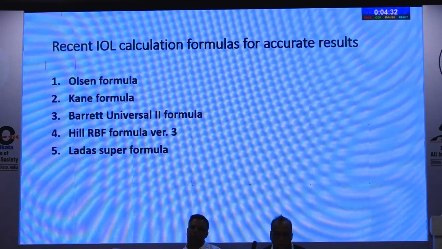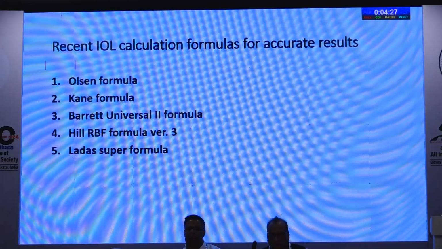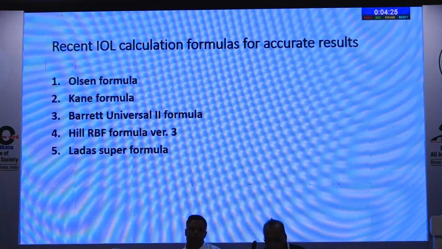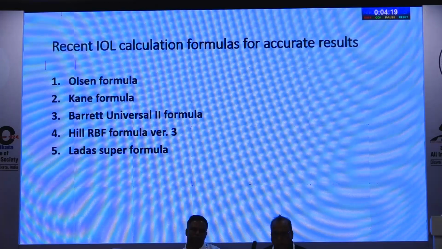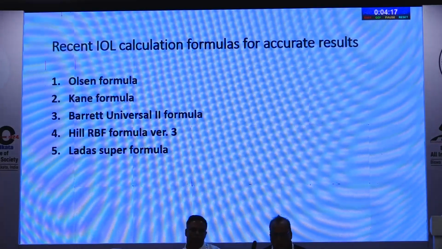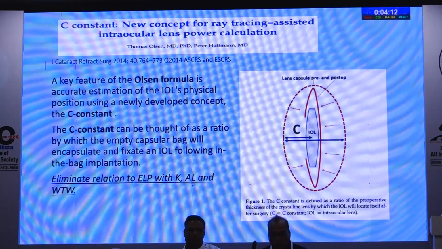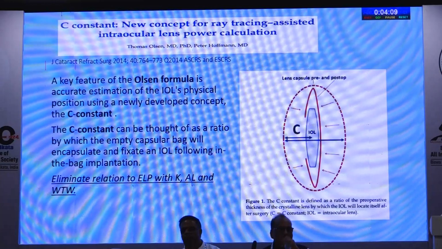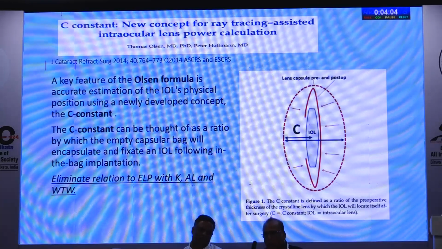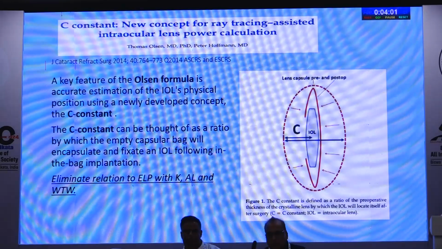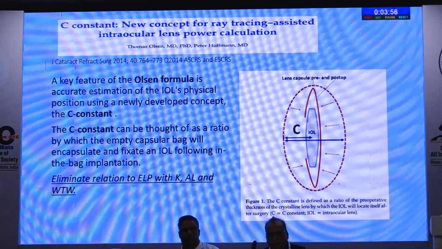But now come to the recent IOL calculation formulas for accurate results. We have the Olsen formula, Kane formula, Barrett Universal II, Hill-RBF, and Ladas Super formula. These are the newer formulas. I am not going to discuss the older regression formulas. Now just one line on the Olsen formula. Here is the C constant, and it eliminates the relation to the effective lens position with axial length and white-to-white. So it is better as it eliminates the relation with the expected lens position.